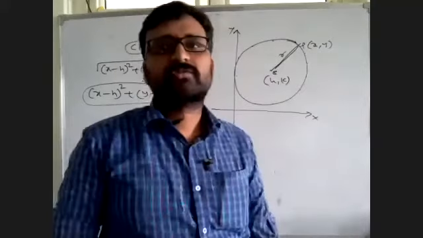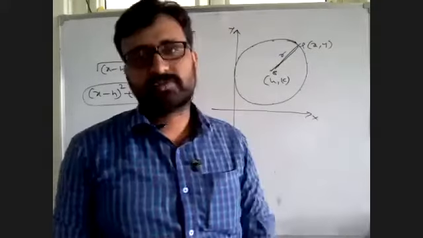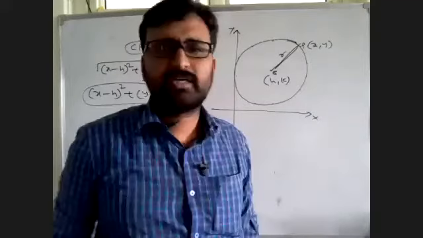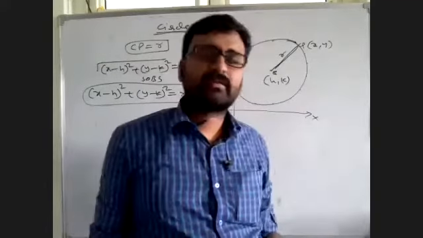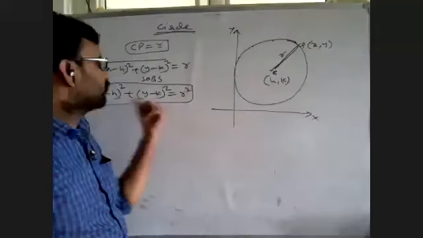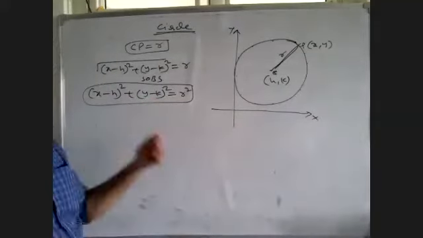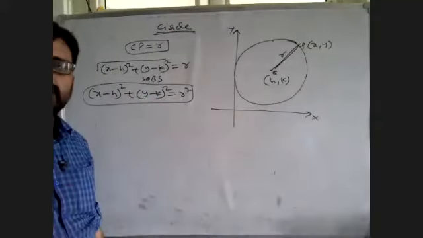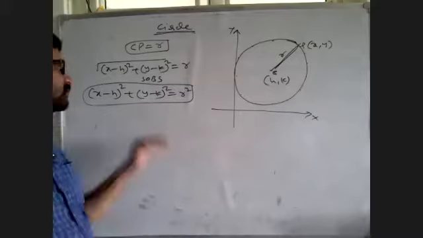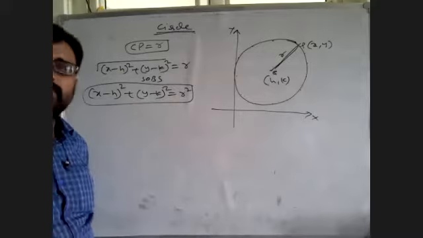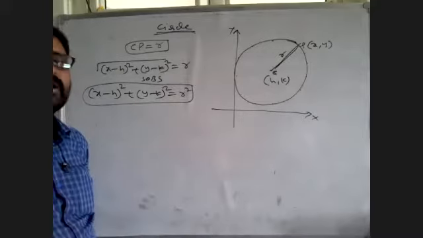There will be many problems on this. Already we have many problems in IP. If the center and radius are given, this is the formula to find the circle equation. So the equation of the circle with center (h, k) and radius r is (x minus h) whole square plus (y minus k) whole square is equal to r square.